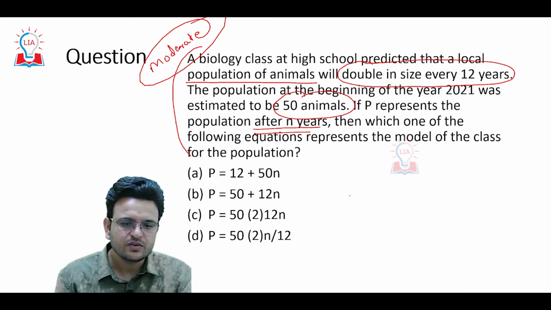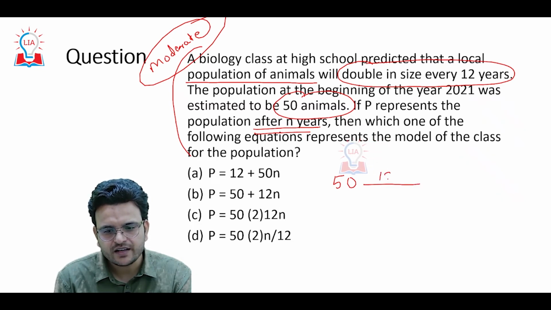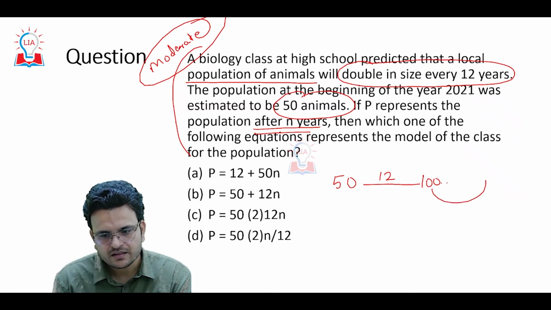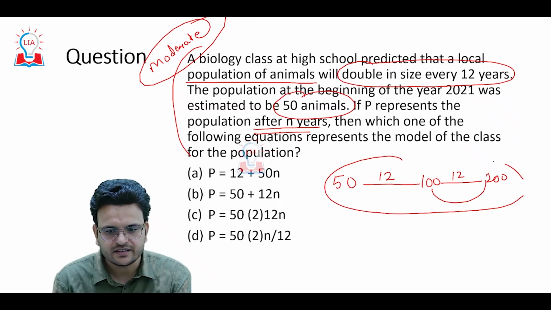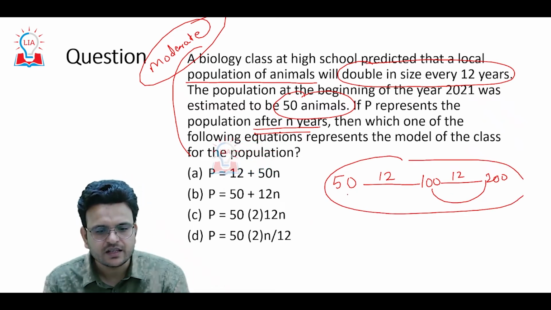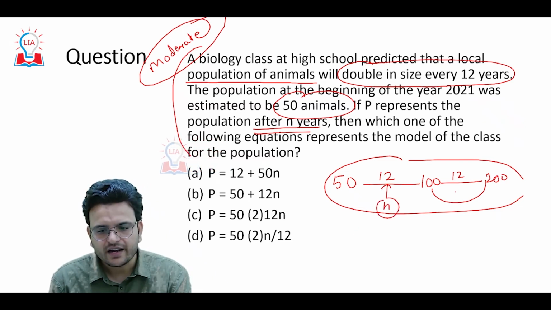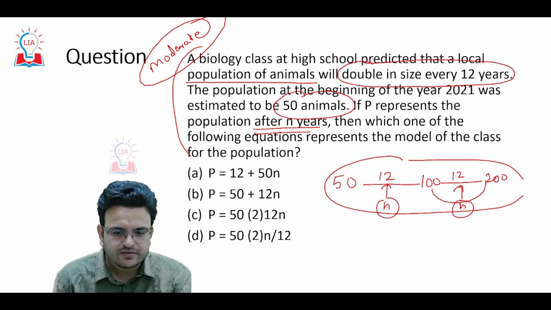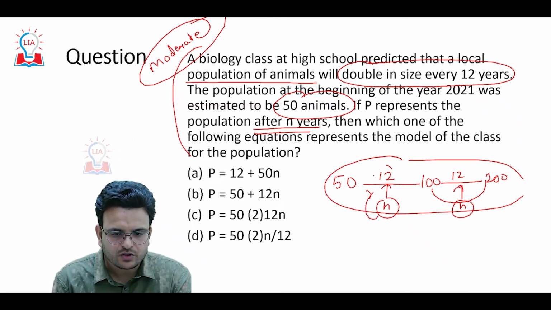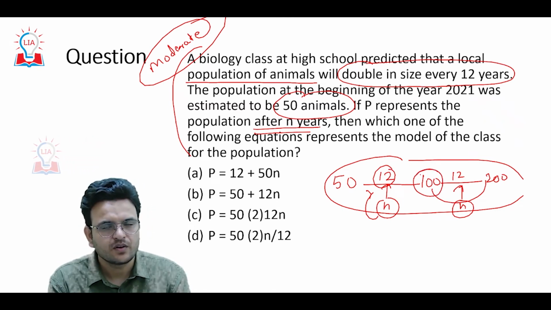Okay, second thing is, we know that like population 50, after 12 years it becomes 100, after again 12 years it becomes 200, like this it is increasing. Okay, so here we know that this is the value of n. Again this is the value of n after 24 years. So if I am putting n value 12, then p value has to be 100. Hope you are able to understand.